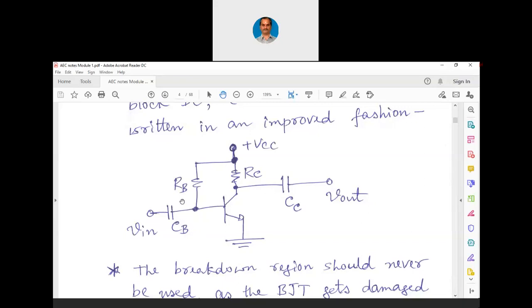Here the capacitor connected to the base is generally given a symbol CB, meaning it is a blocking capacitor. And the capacitor connected to the collector is generally given a symbol CC, meaning it is a coupling capacitor. These meanings have a different context. For example, this is specifically a blocking capacitor, this is specifically a coupling capacitor. Why are they called so?